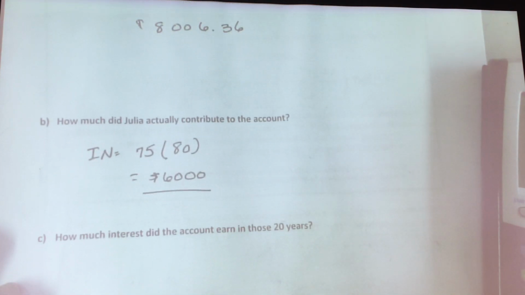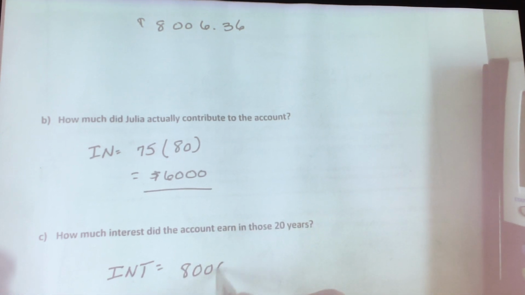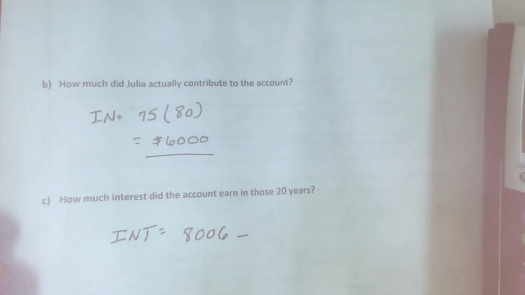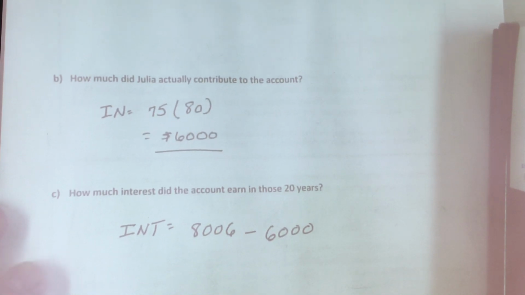And how much interest did the account earn in 20 years? So to find out how much interest, you're taking the future value, which was $8,006, minus the $6,000 that you just solved. So $8,006 minus $6,000 is equal to $2,006. That is the interest that she earned.